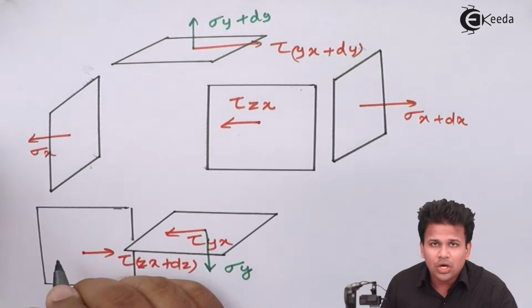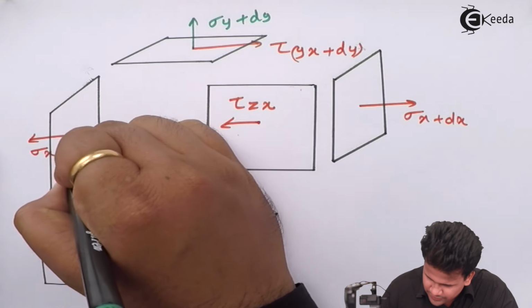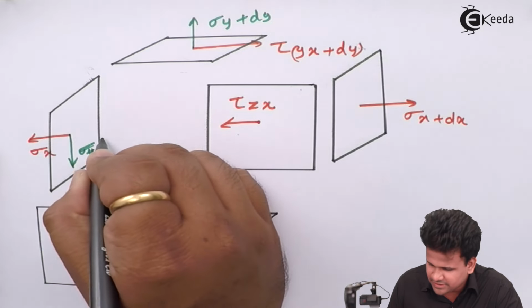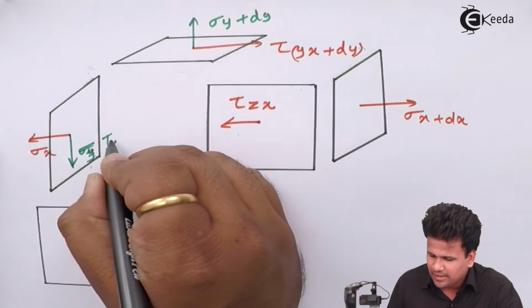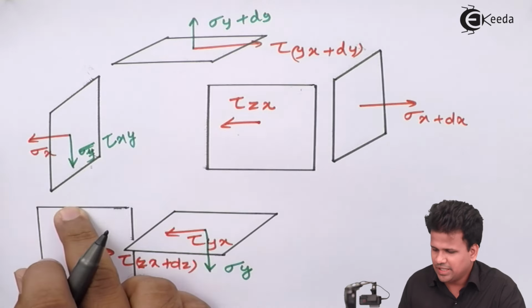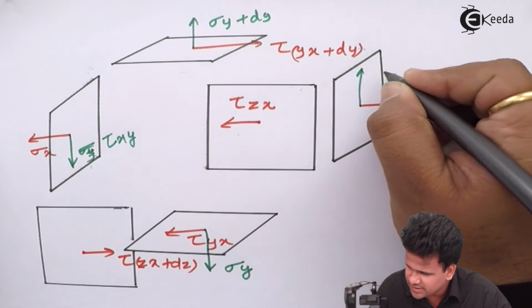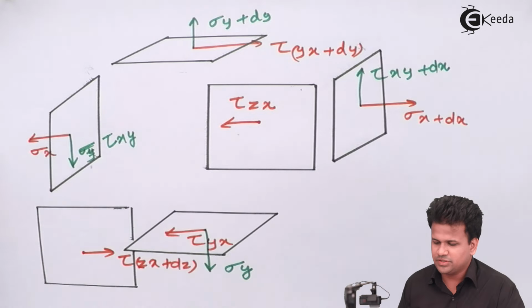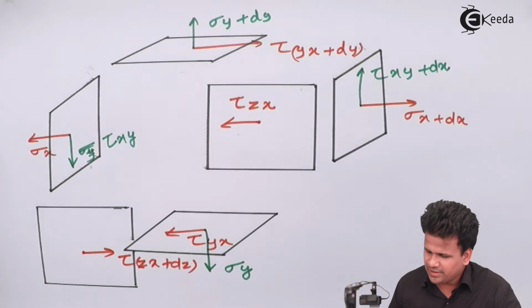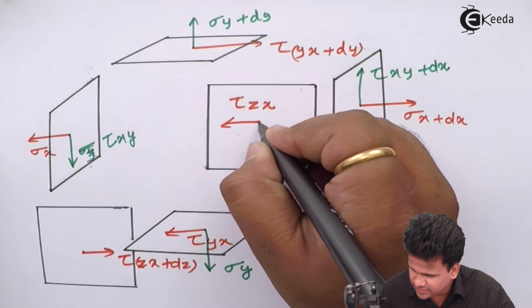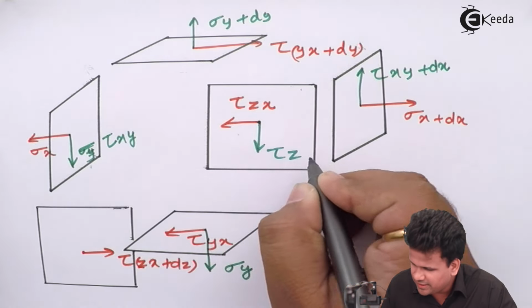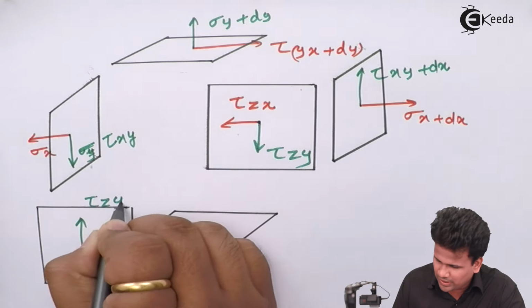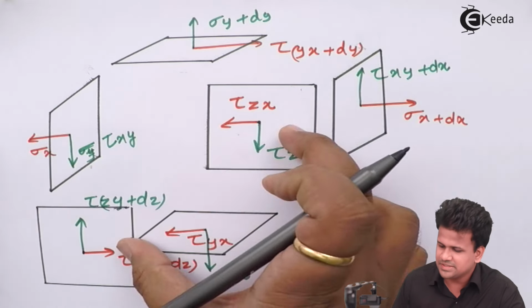Next part we'll see along x direction. So this will go down, this is tau of x plane y direction, and over here this is tau of x plane y direction plus dx, because the distance between these two is dx. Next part we'll see along the z plane. So this is tau of z plane y direction, and this will be tau of z plane y direction plus dz, the distance between them is dz.